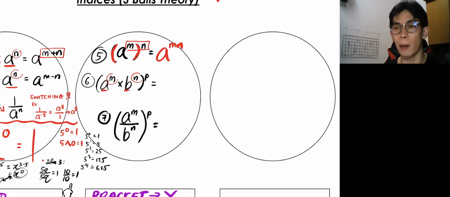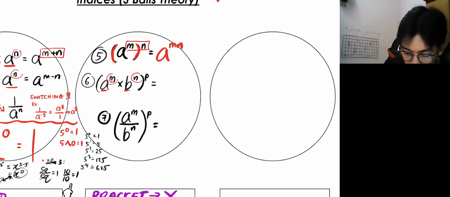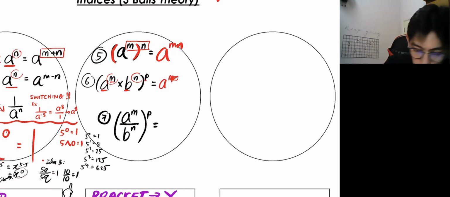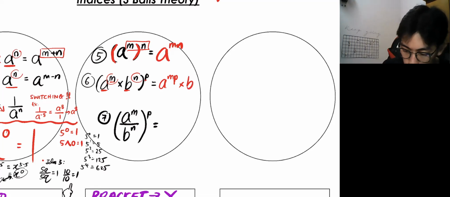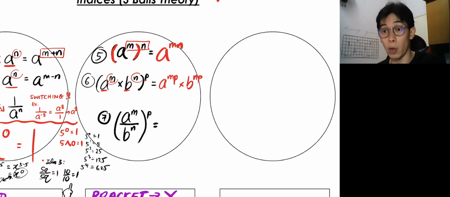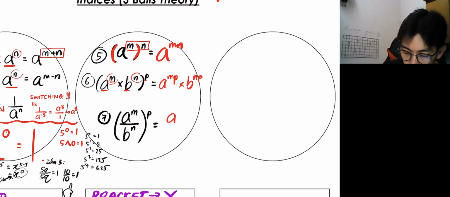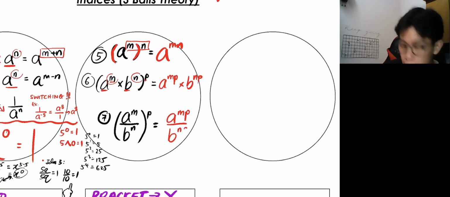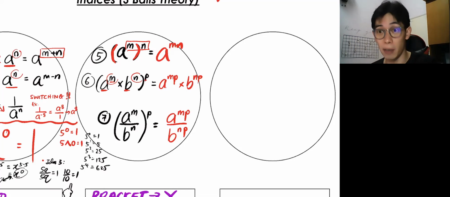You just care about the brackets. So M and P, you get A^MP, then times with B^NP. Nice or not? Now, continue. Since times you can do the same thing, divide, I'm going to do the same thing as well. So it's going to be A power MP over B power NP. I'm doing the same thing, guys.